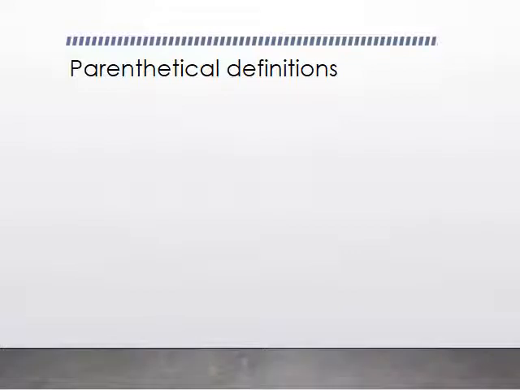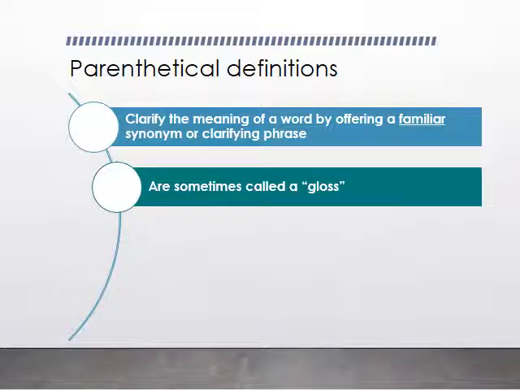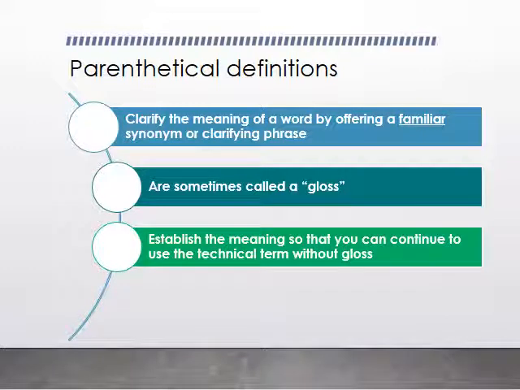So the parenthetical definition is the shortest. Usually it's offering a synonym, a single word or very short phrase that will clarify the meaning of a technical word. Another word for a parenthetical definition is a gloss. And the good thing about parenthetical definitions is that once you take the time to create one, you can then use the technical term in the future. You've sort of made it legal to use.